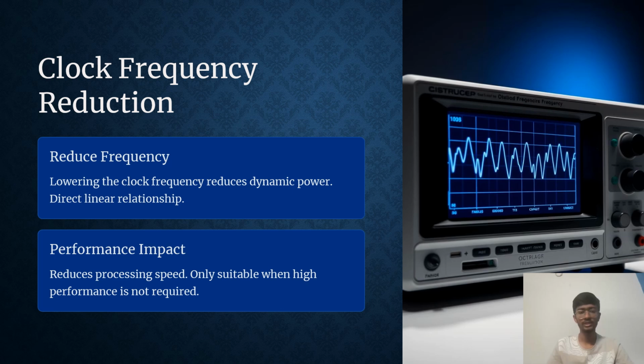Clock frequency reduction. Clock frequency reduction refers to the process of decreasing the speed at which a computer's central processing unit operates. First, reduce frequency. Lowering the clock frequency reduces dynamic power, a direct linear relationship. Performance impact. Reduces processing speed, so use it only when high performance is not required.